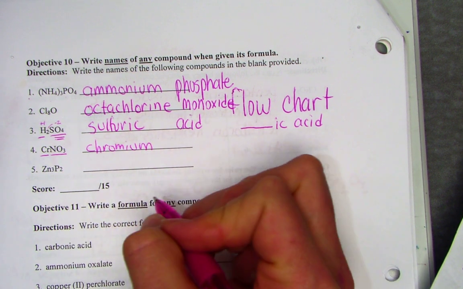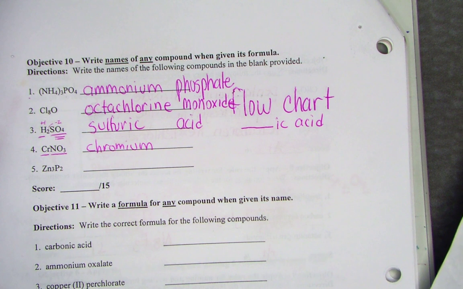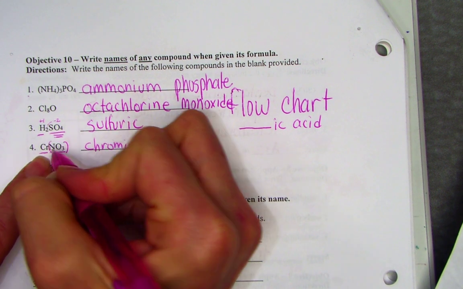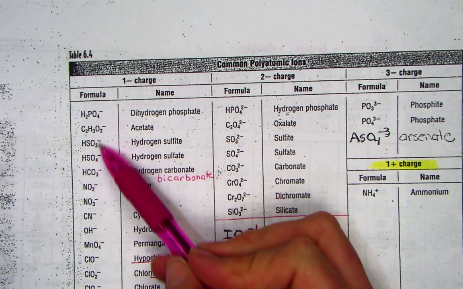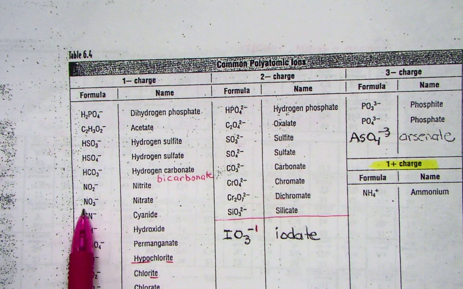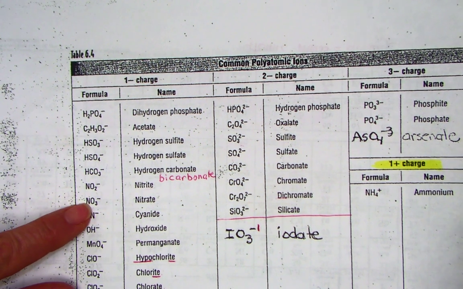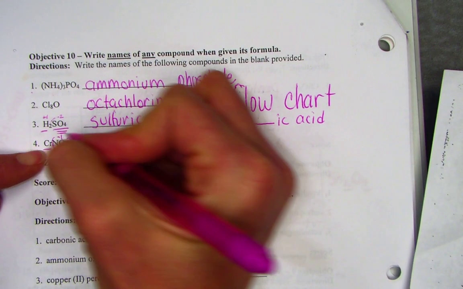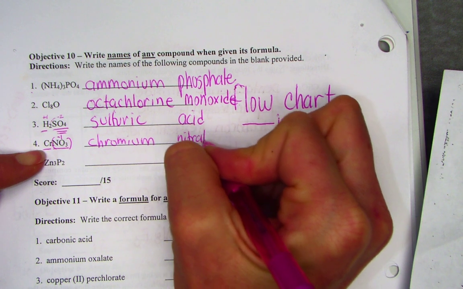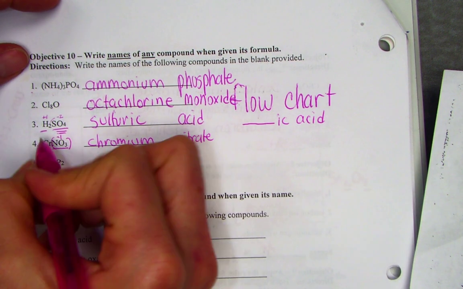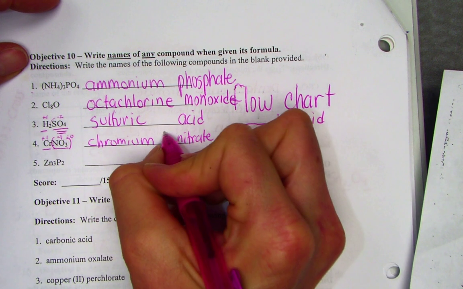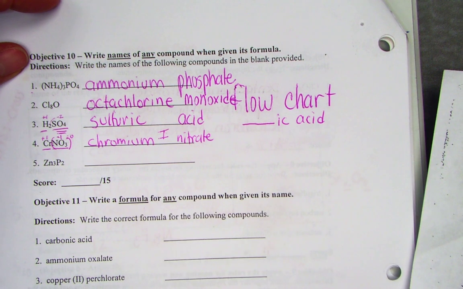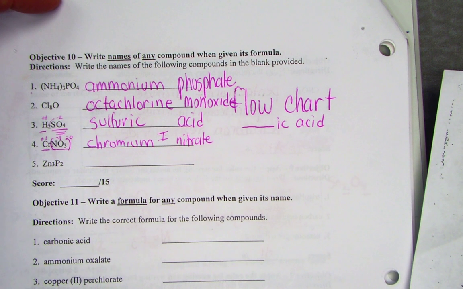I'm going to leave a little space because I've got to determine the charge on chromium. Here's a group of atoms acting as a unit carrying a charge. We call that a polyatomic ion. NO3 is called nitrate. NO3 the polyatomic nitrate. Notice it is carrying a -1 charge. Therefore, working backwards as a chemical detective, chromium must be a +1 to balance the -1 and remain electrically neutral. Chromium(I) nitrate. Without the Roman numeral, we'd get it marked wrong.